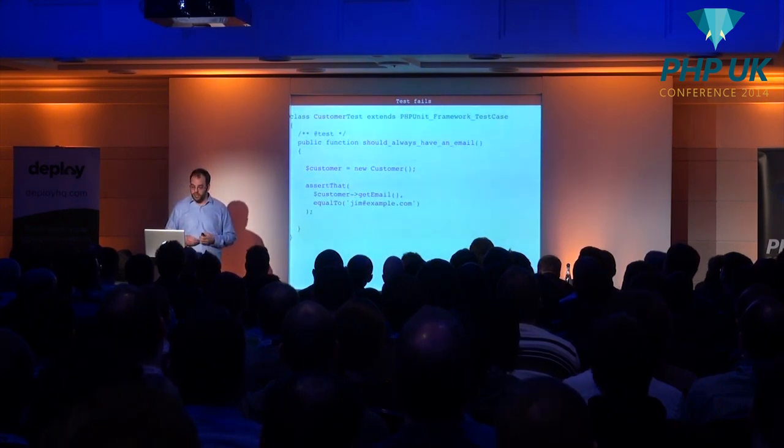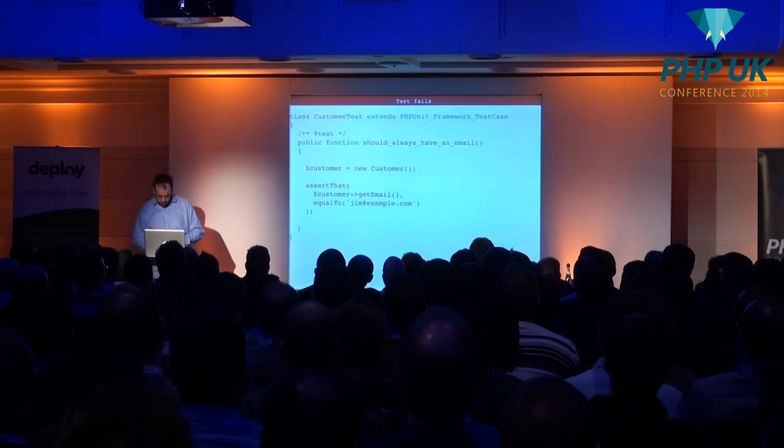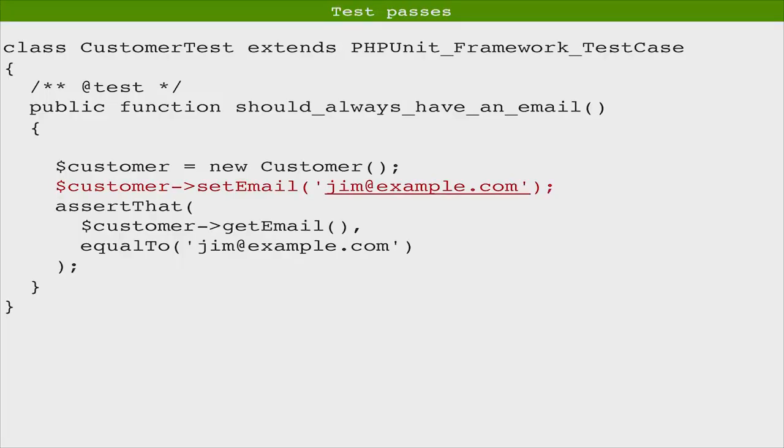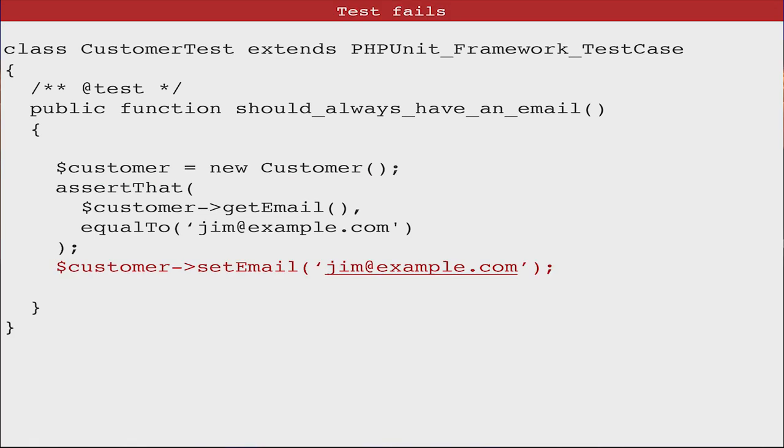Assert that customer get email is equal to Jim at example dot com. So how do we make this test pass? Very simple. We set an email onto this customer object, and this test is green. But have we actually proven that it's now impossible for a customer not to have an email address? Well, no, because if you change the order a little bit, then our test fails again.